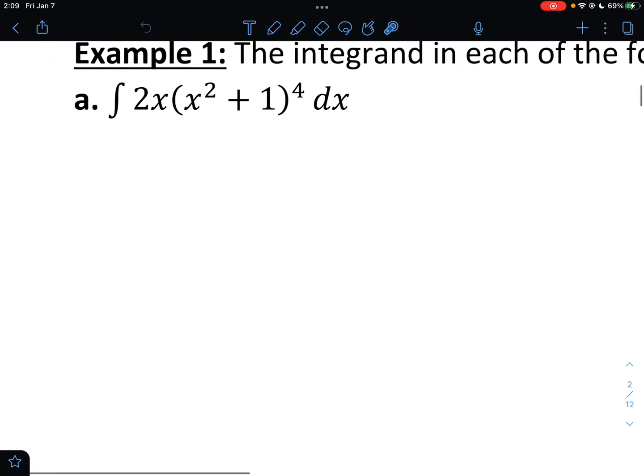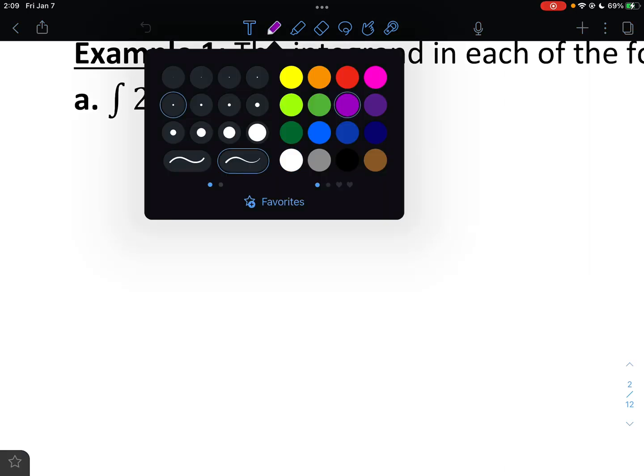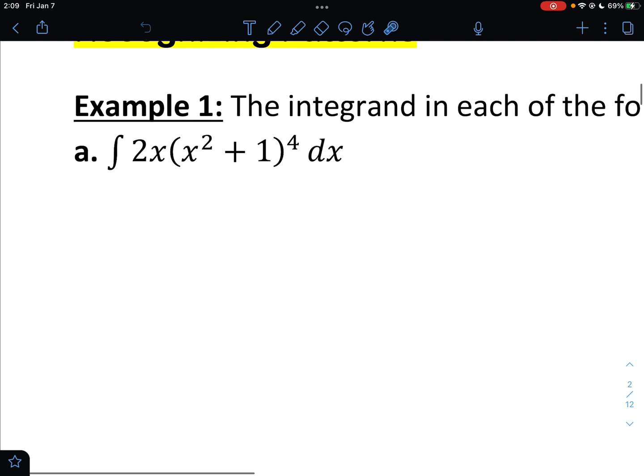Number one, yes, you can do this by multiplying this all out. That will require you to multiply this out 4 times and then distribute it 2x. Not ideal. So let's recognize a pattern here that we're going to use a lot. When an inside function's derivative shows up outside of that function, what would the derivative of this be? It'd be 2x, and there's a 2x. When you recognize that, it's usually a pretty good sign that we are going to use substitution.